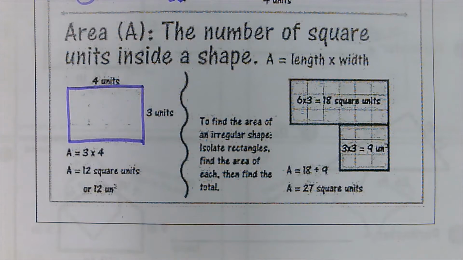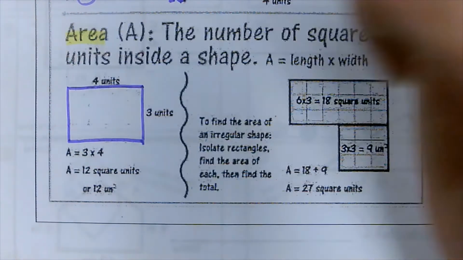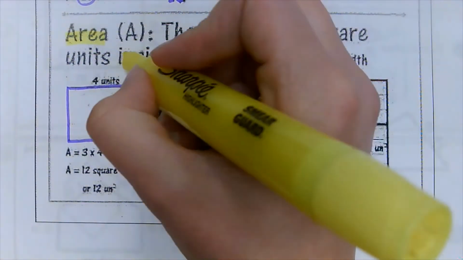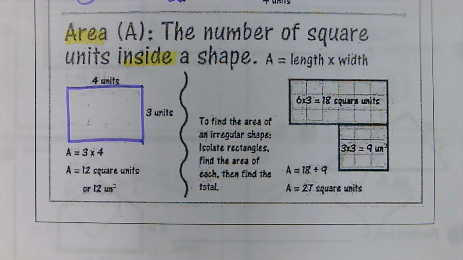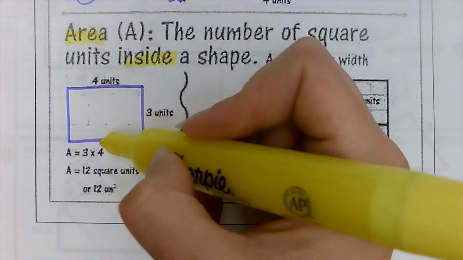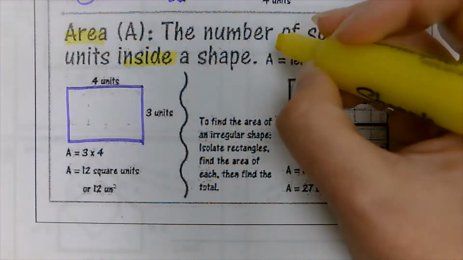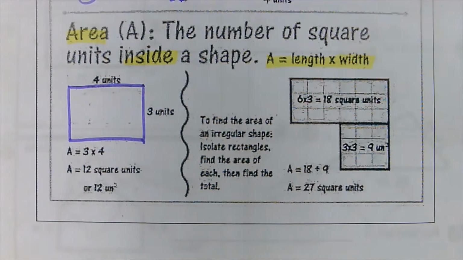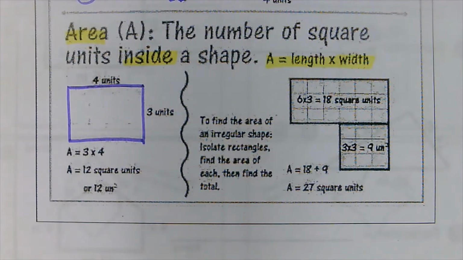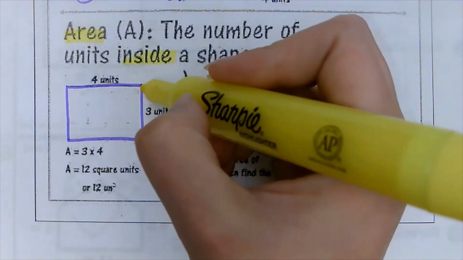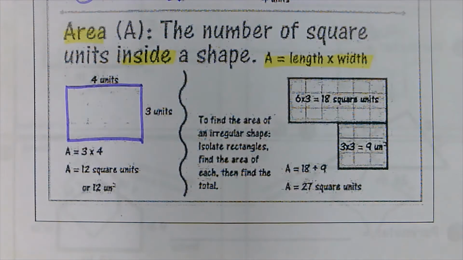Now let's talk about area. Area is the number of square units inside of a shape. So it's how much space we have all on the inside of a shape. And our guide to remind us how to solve this is that area is length times width. We're going to use the length of a shape times the width of the shape, and that gives us how much space is on the inside.